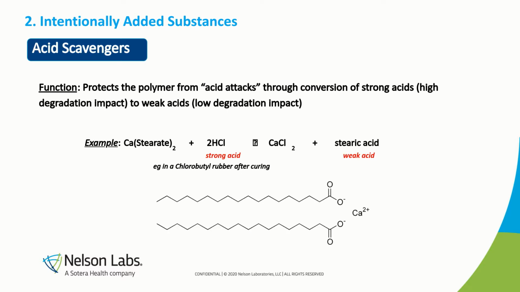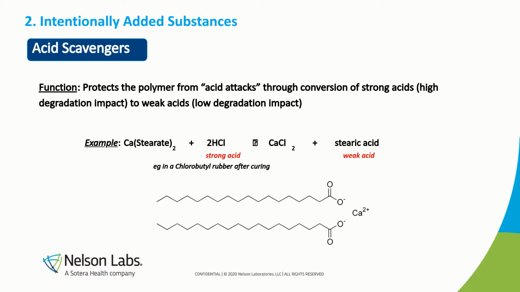Another example are the acid scavengers. Those compounds are added to the polymer to protect the polymer from acid attacks through the conversion of the strong acid to a weaker acid. An example here is, for instance, hydrochloric acid that is formed during the curing of a chlorobutyl rubber. That's normal. You cannot avoid that.